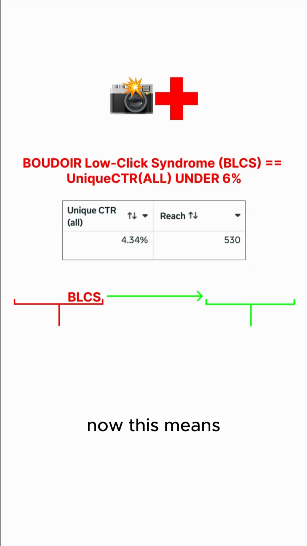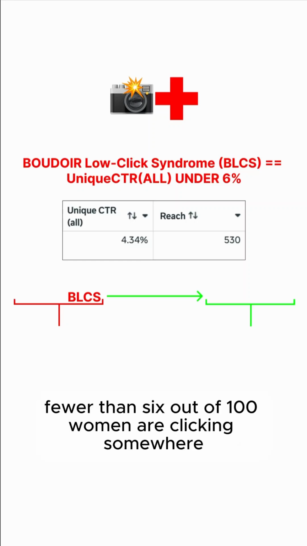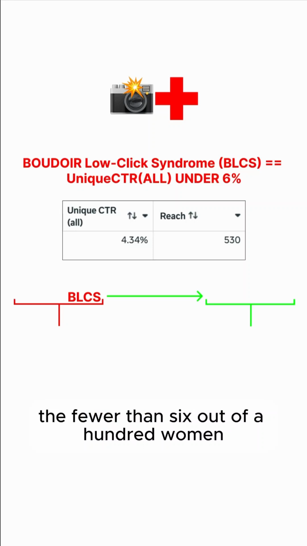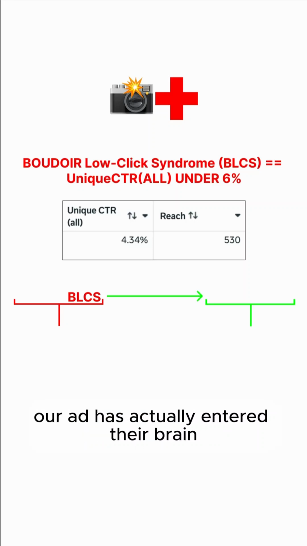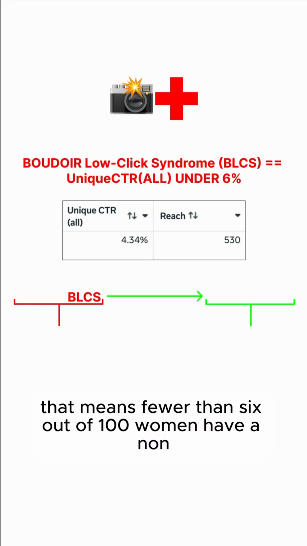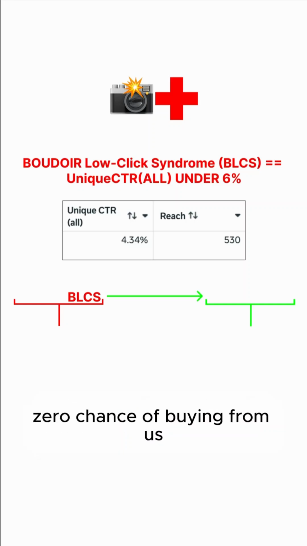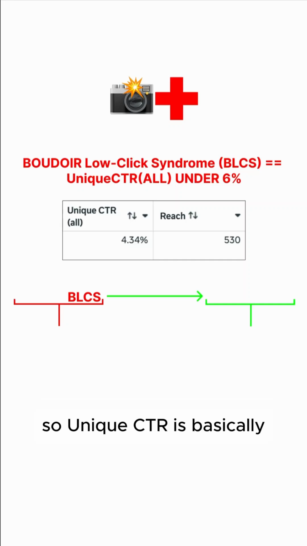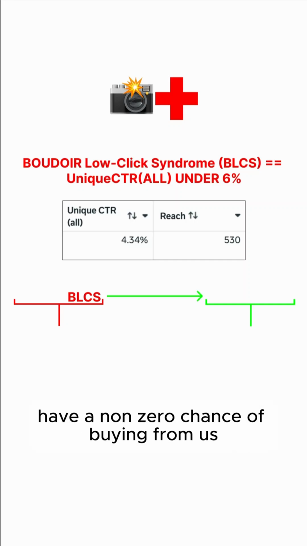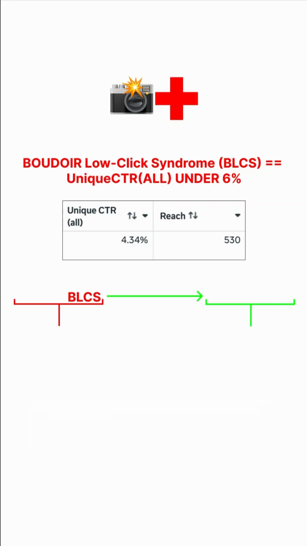Now, this means fewer than 6 out of 100 women are clicking somewhere on our Boudoir Facebook ad, which means when they do that, our ad has actually entered their brain. And the final thing we're looking for is that fewer than 6 out of 100 women have a non-zero chance of buying from us. So unique CTR all is basically how many women out of 100 have a non-zero chance of buying from us. That's literally what it is.